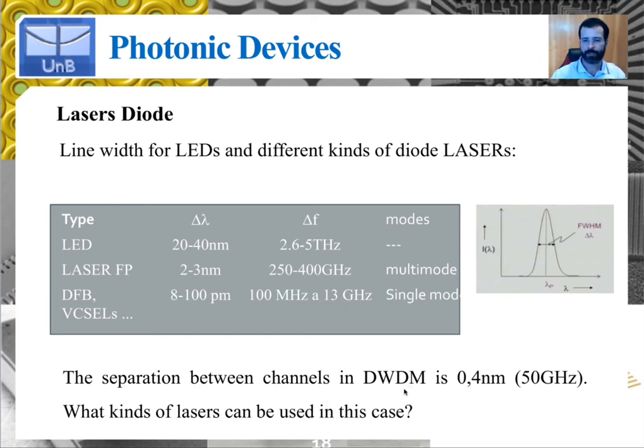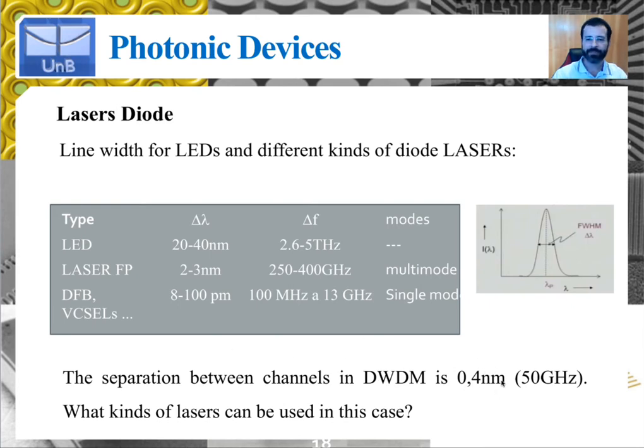Such a communication system. It's clear that we could not use an LED because the line width here is around 30 nanometers. So if the carriers corresponding to different channels had such a great line width, they would clearly overlap. But even a Fabry-Perot laser wouldn't work here, right?